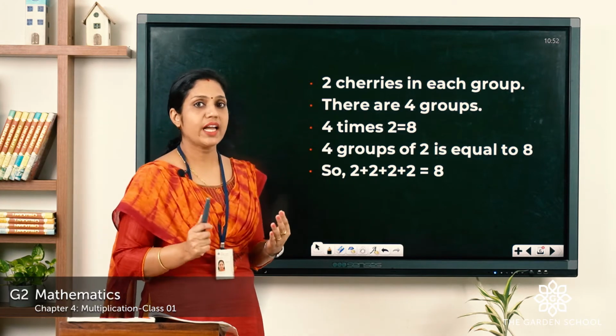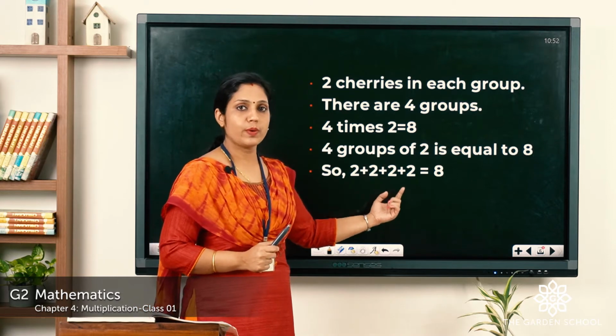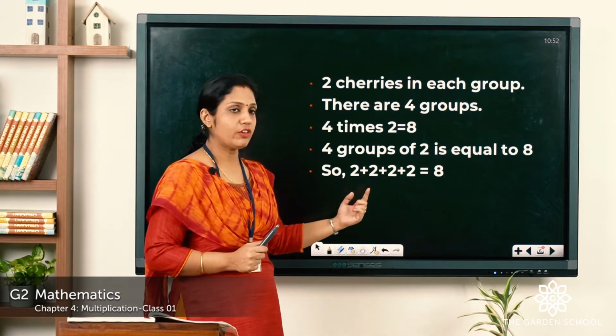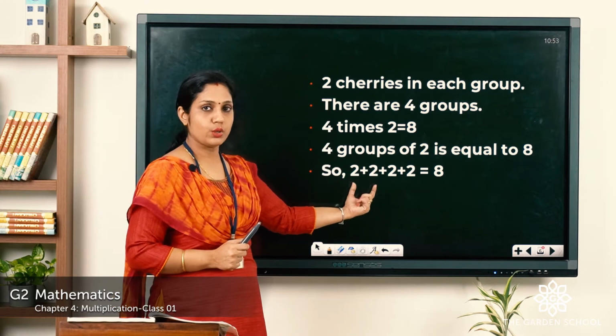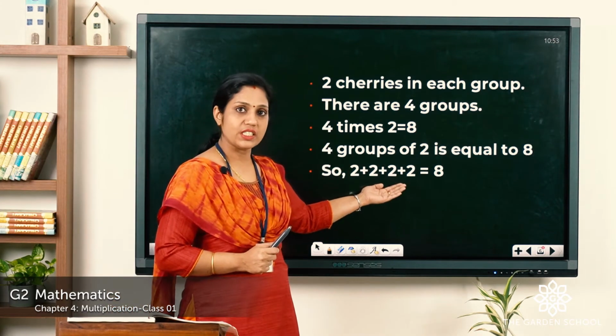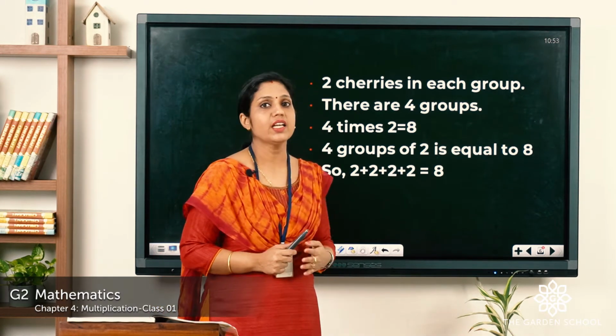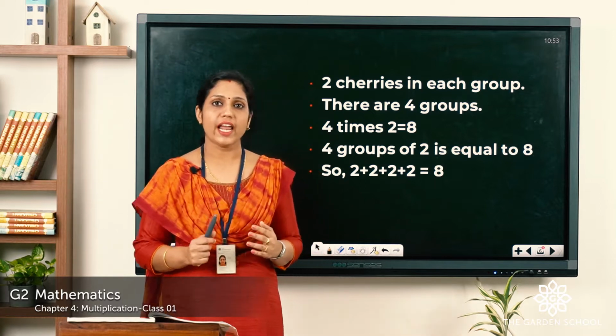So how can we write that in repeated addition? 2 plus 2 plus 2 plus 2 is equal to, how can we find out? First 2 plus 2 is equal to 4. 4 plus 2 is equal to 6. 6 plus 2 is equal to 8. And what is the answer? It is 8. So there are total 8 cherries.